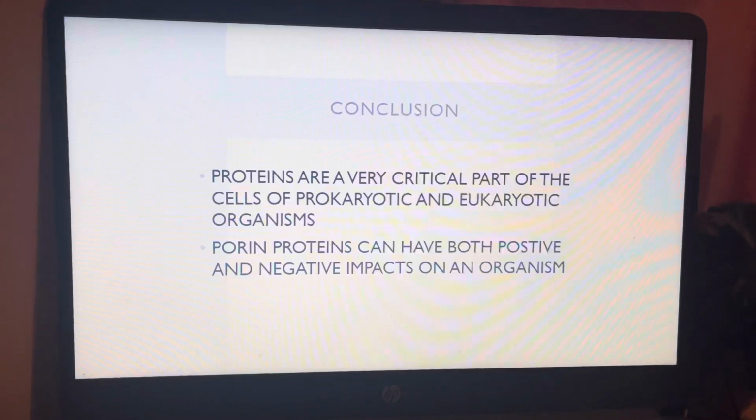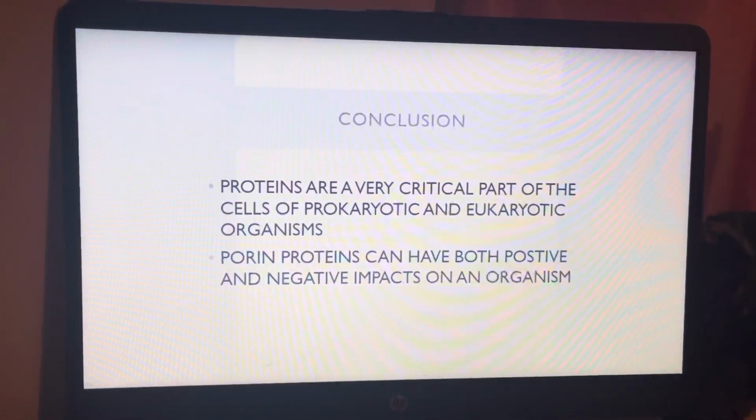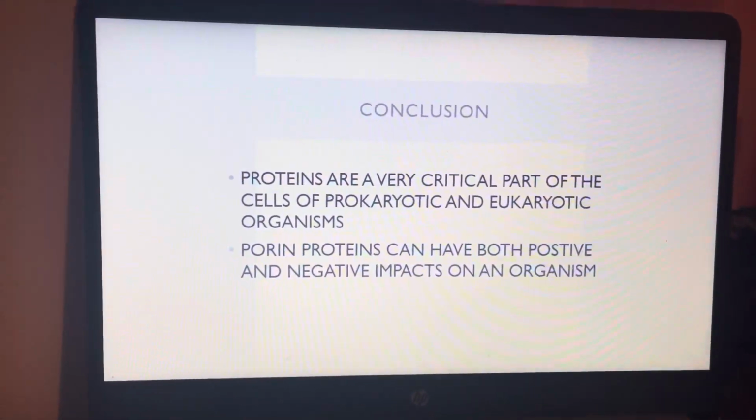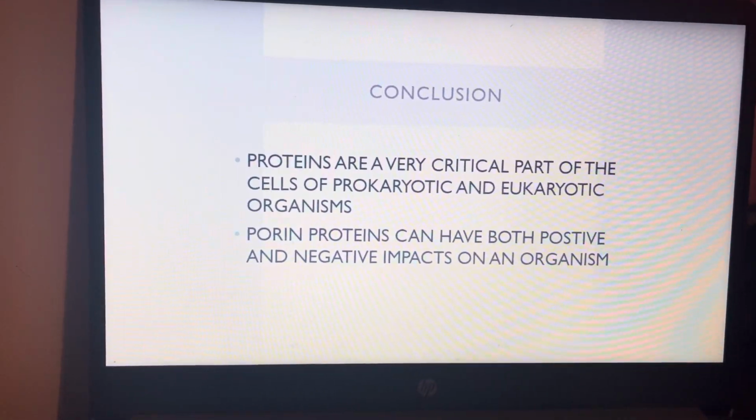Finally, to conclude this presentation, proteins are a very critical part of the cells of prokaryotic and eukaryotic organisms. Porin proteins can have both positive and negative impacts on an organism.